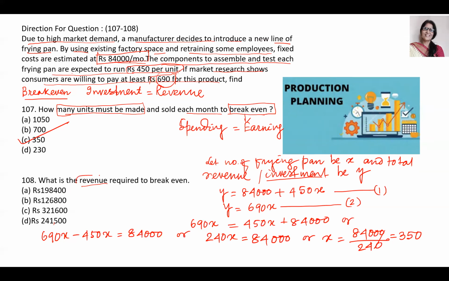Now what is the total revenue? We got to break even. Total revenue means selling at 690 per unit, so it will be 690 multiplied by 350 units. So you multiply this. How much are we getting? 69 into 35, which gives 2,41,500. So what is the answer? D is the answer.